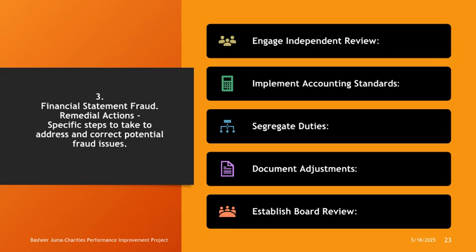Segregate duties. Ensure different individuals handle transaction approval, recording, and reconciliation. Document adjustments. Require written explanations and approvals for any accounting adjustments. Establish board review. Create a finance committee of the board to review detailed financial statements.